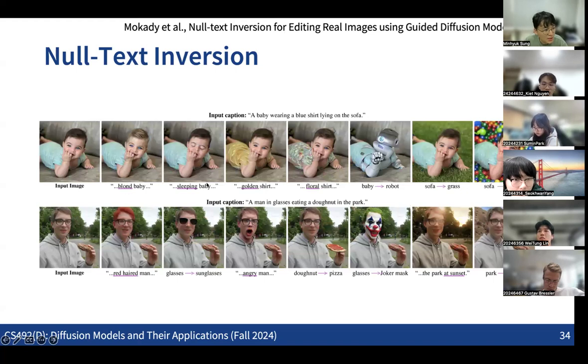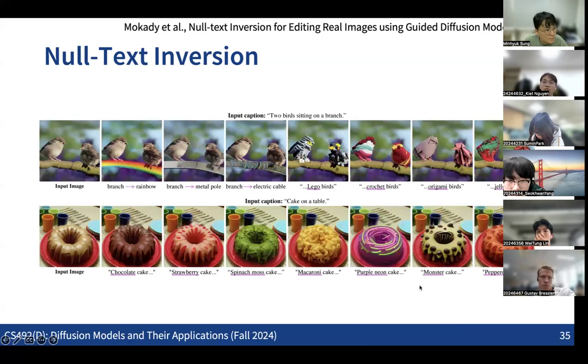So those are all examples where we are running the DDIM inversion with a high CFG weight for the given input image, and applying some prompt, and we are getting different editing outputs like this. These are also some more examples.